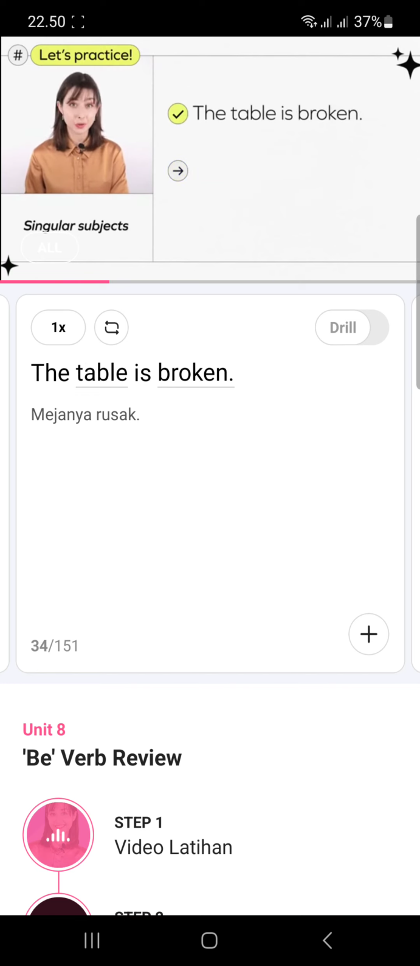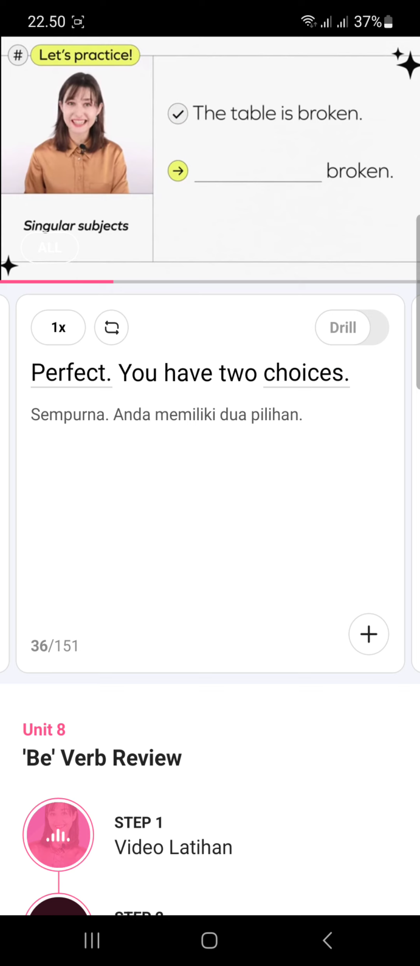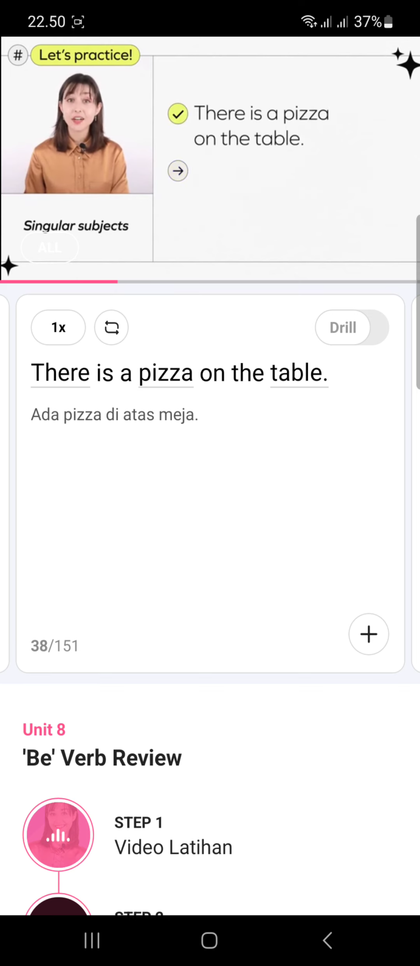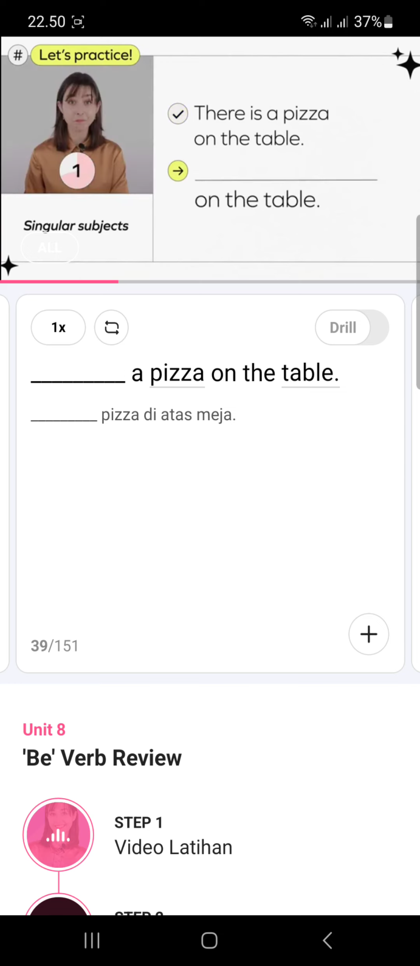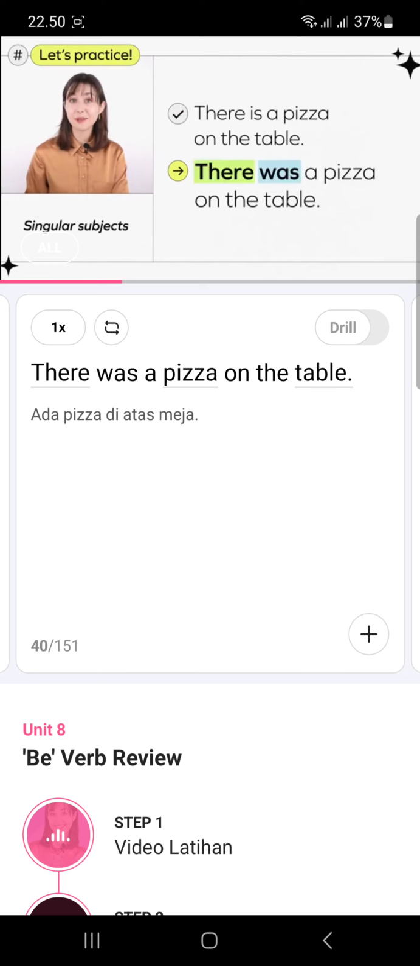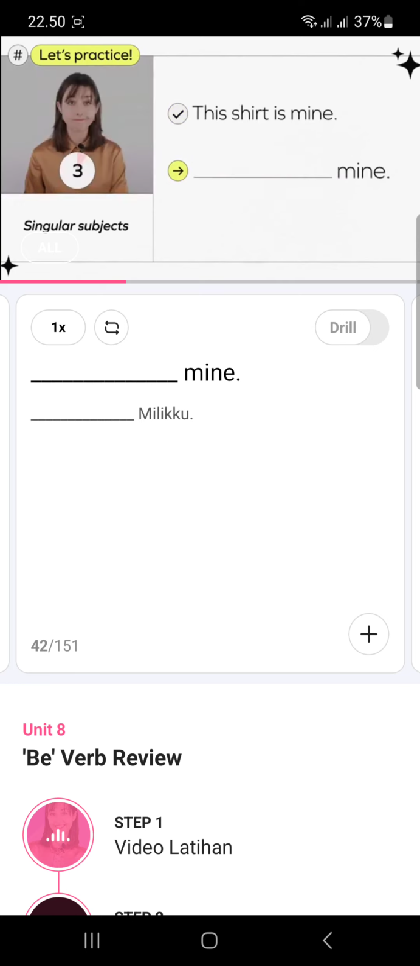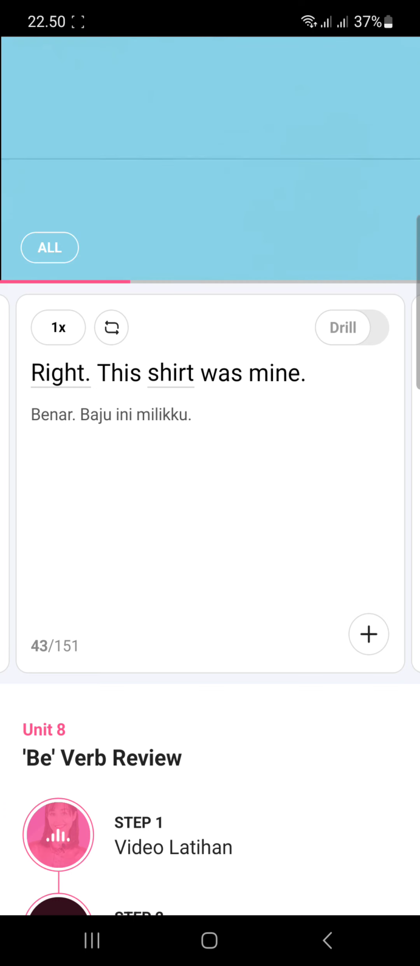The table is broken. Perfect. You have two choices. The table was broken or it was broken. There is a pizza on the table. There was a pizza on the table. This shirt is mine. Right, this shirt was mine.